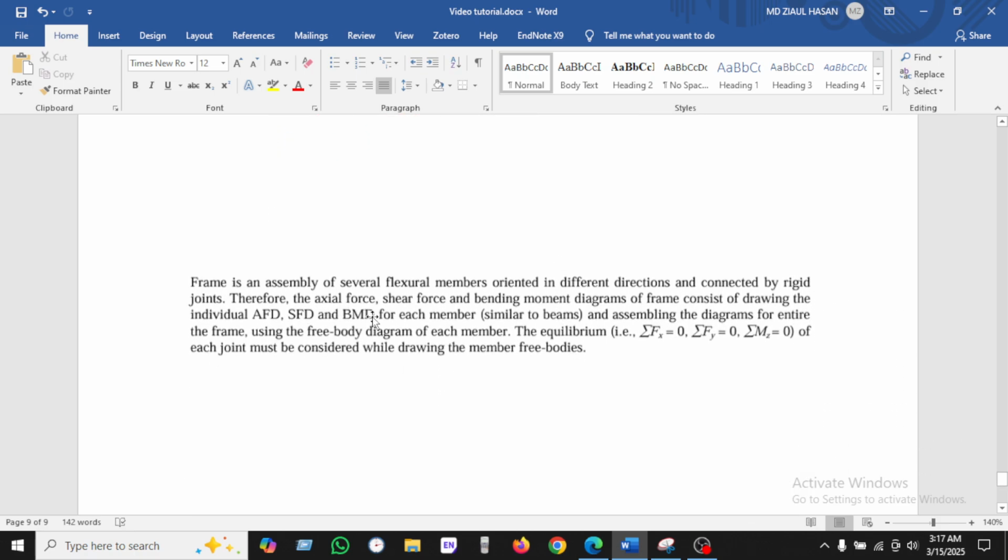The frame is an essential structural flexural member oriented in different directions and connected by rigid joints. Therefore, axial force, shear force, and bending moment diagrams are drawn by drawing the individual axial force diagram, shear force diagram, and bending moment diagram. Each of the members is similar to a beam, and for drawing the diagram of the entire frame we use the free body diagram of each member and the equilibrium equations: summation of Fx equal to 0, summation of Fy equal to 0, summation of Mz equal to 0. Each joint must be considered while drawing the member free bodies.